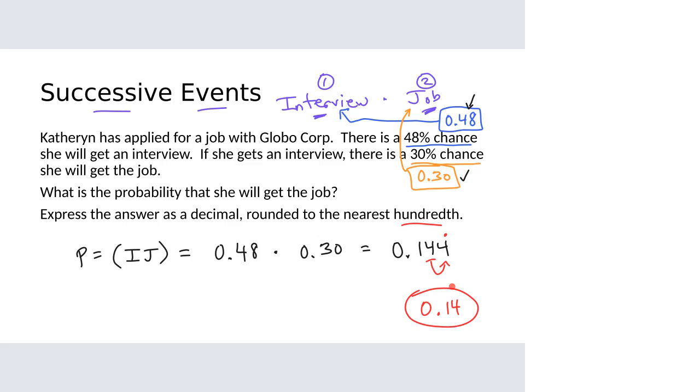When you read this, it can feel a little overwhelming because, well, I don't know what my successes are. I don't know what my outcomes are. Well, take a deep breath and realize you've been given the probability of getting the interview, you've been given the probability of getting the job, and you just need to multiply those together. That's all.